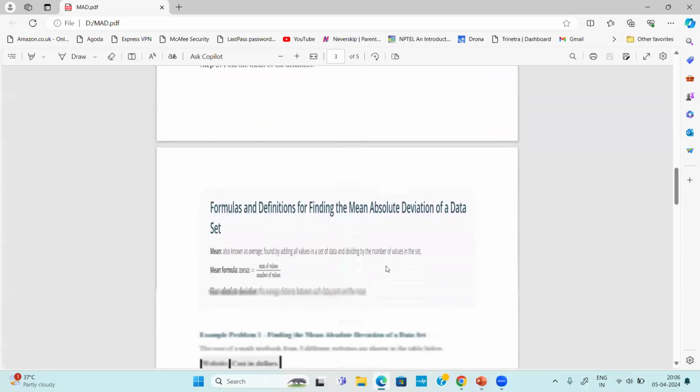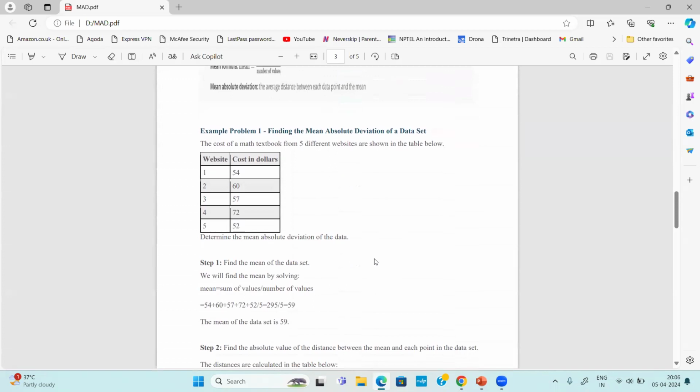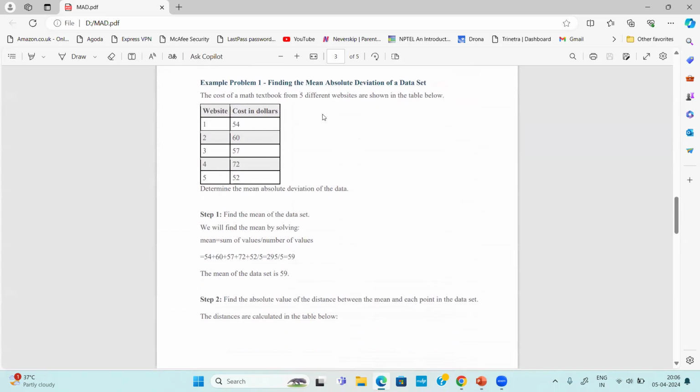See here, this is example problem 1. Find the mean absolute deviation of a given data set. The costs of a math textbook from 5 different websites are shown in the table below. This is the website and this is the cost in dollars. So there are 5 websites and these are the costs. You are asked to determine the mean absolute deviation of the data.